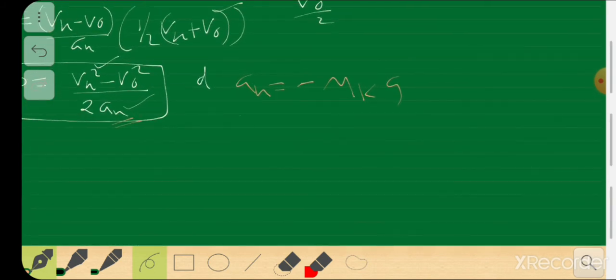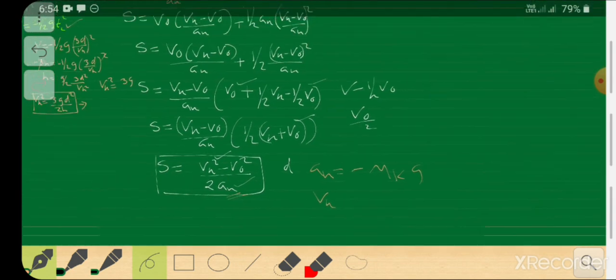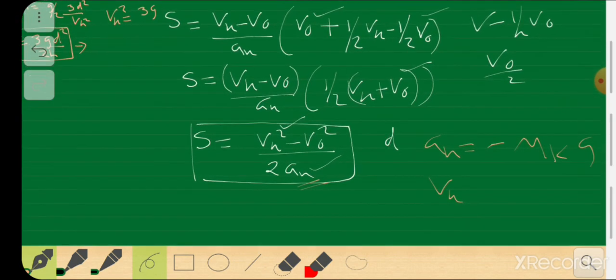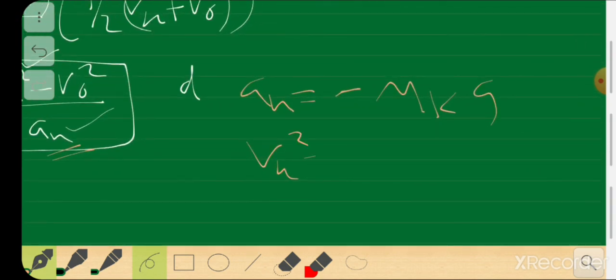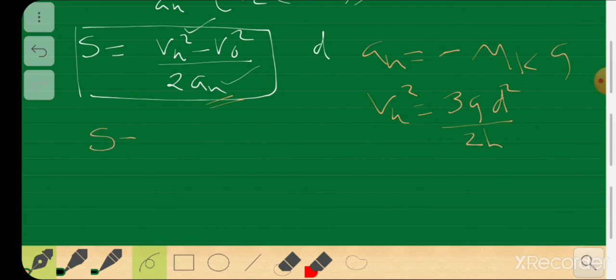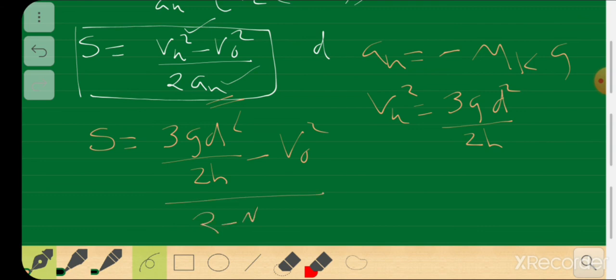And vx, we have found out vx. The value of vx squared is equal to 3g d squared by 2h. So we have found that as well. Now let's substitute that back into this equation. All that remains is substitution. So s is equal to vx squared, which is 3g d squared by 2h, minus v0 squared, divided by 2ax, so it's 2 times minus mu k g.